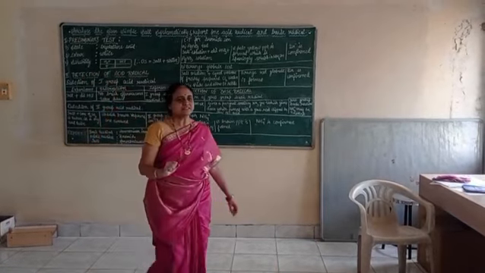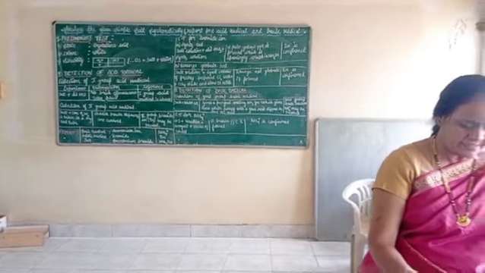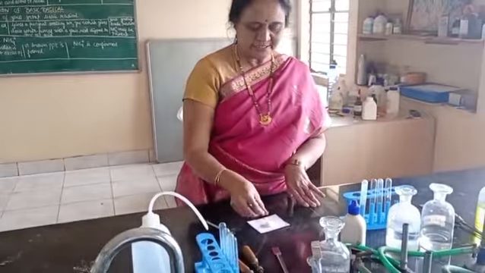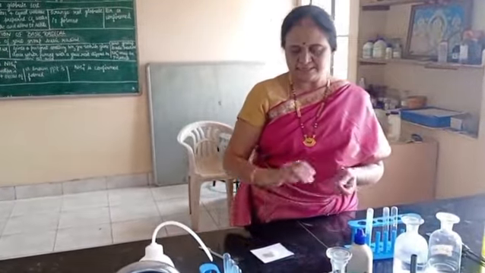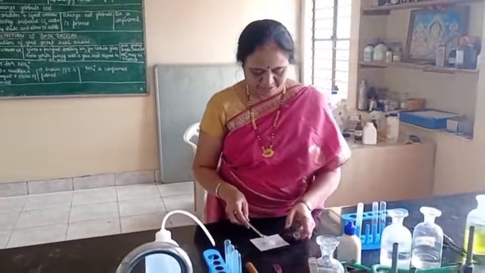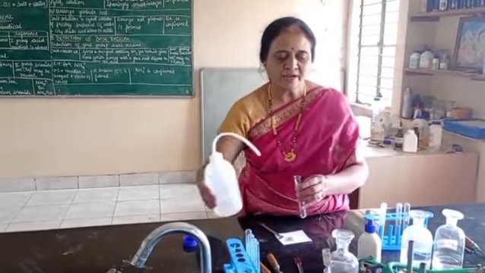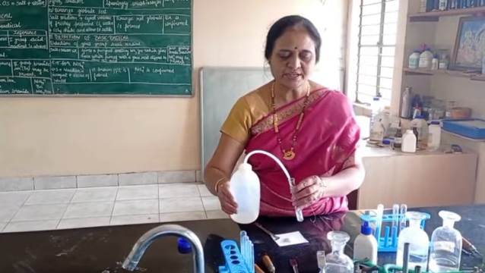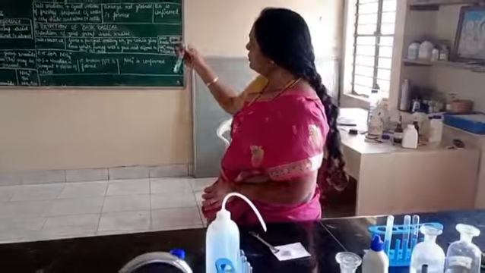We are checking the state. We observe here the state is crystalline. We have to write state crystalline, then color is white or colorless. I am checking the solubility. Take a pinch of salt in hot water. First we check solubility in water. If it is soluble in water, we can put plus.